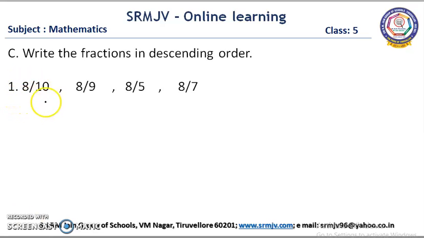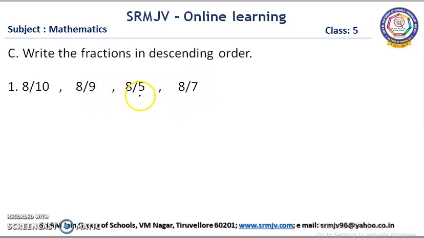Now we are going to arrange the given fractions in descending order. Descending order means greater to smaller. The given fractions are 8 by 10, 8 by 9, 8 by 5 and 8 by 7. These fractions are unlike fractions, but they have the same numerator. If the numerators are the same, we have to compare the denominators.